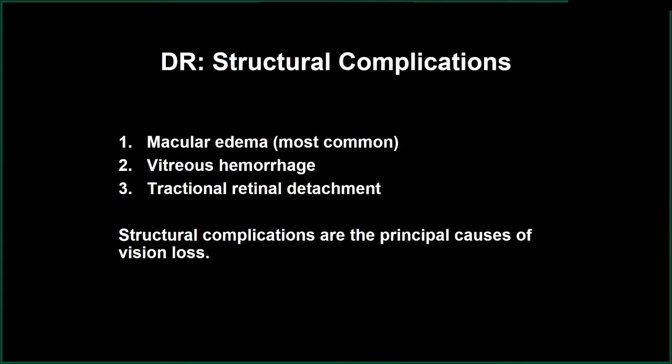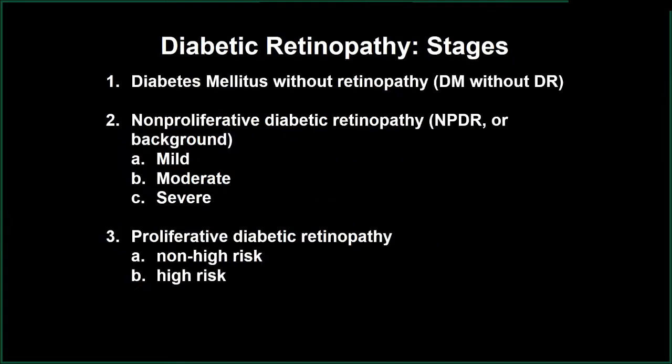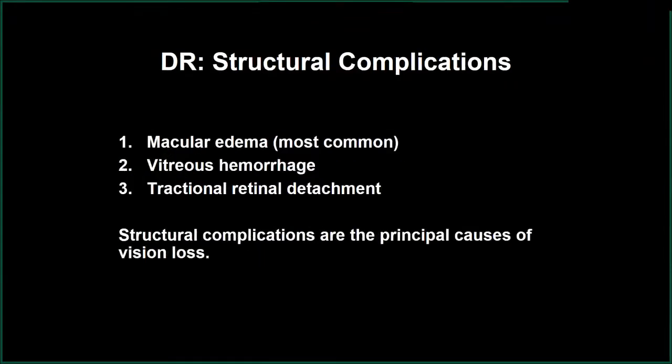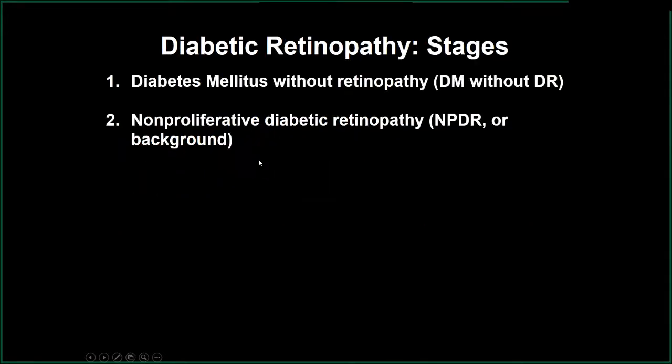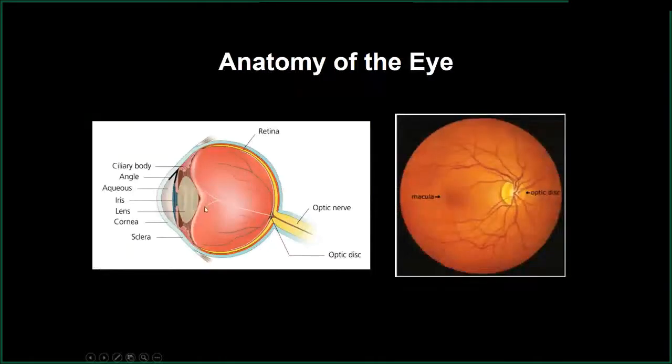So those are the stages, but then there are structural complications. So when we talk about someone with diabetic retinopathy, we do both this, so we come up with what their diagnosis is, what their stage is, but then we also list separately if they have any structural complications. And these are the 3 principal structural complications. So diabetic macular edema, or DME, vitreous hemorrhage, so blood spilling, let me go back to that photo, blood spilling into this area, the vitreous cavity.